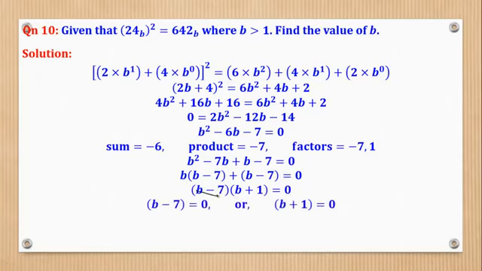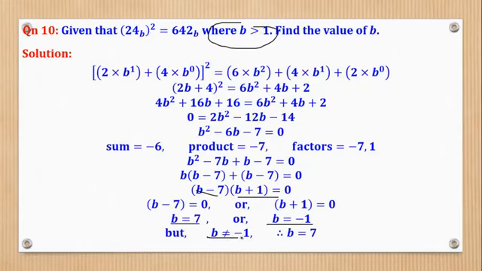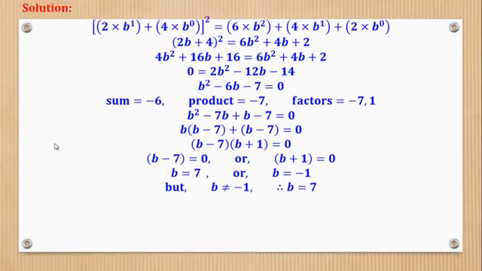So that means either this is equal to 0 or this is equal to 0, implying that b is equal to 7 or b is equal to negative 1. Then you remember this condition, b must be greater than 1. Therefore, b can't be negative 1, implying that b is 7. And that's what they wanted. So now I'll leave you with assignment 4.